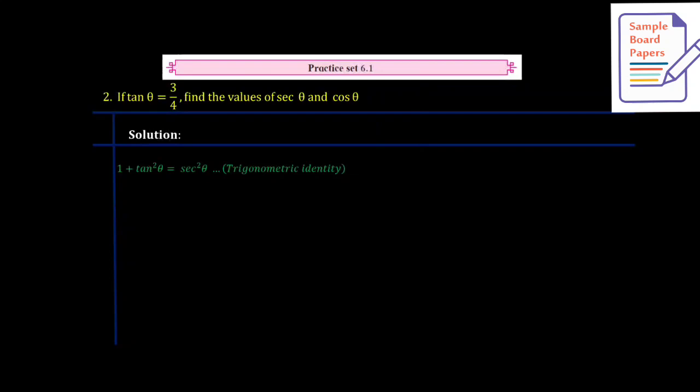Now we will substitute the values. So tan square theta, the value of tan theta is 3 by 4. So in place of tan square theta, we will substitute 3 by 4 the whole square.